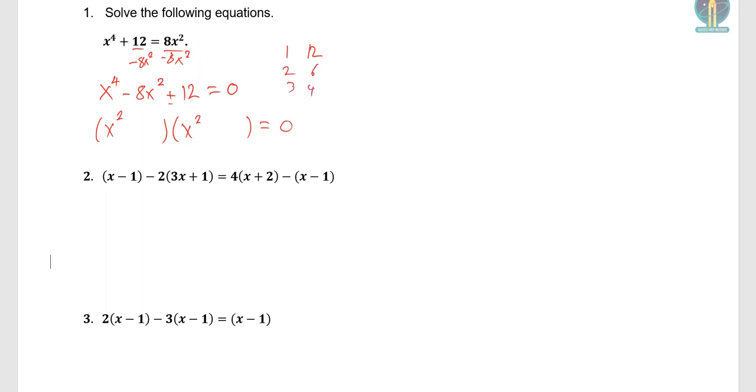So we need them to add to minus 8, so you can clearly see that minus 2 and minus 6 multiply to 12 and add up to minus 8, right? So minus 2 times minus 6 is plus 12, and minus 2 plus minus 6 is minus 8. So it's x squared minus 6 and x squared minus 2.